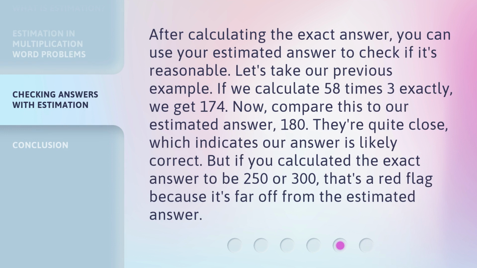After calculating the exact answer, you can use your estimated answer to check if it's reasonable. Let's take our previous example. If we calculate 58 times 3 exactly, we get 174. Now, compare this to our estimated answer, 180. They're quite close, which indicates our answer is likely correct. But if you calculated the exact answer to be 250 or 300, that's a red flag because it's far off from the estimated answer.